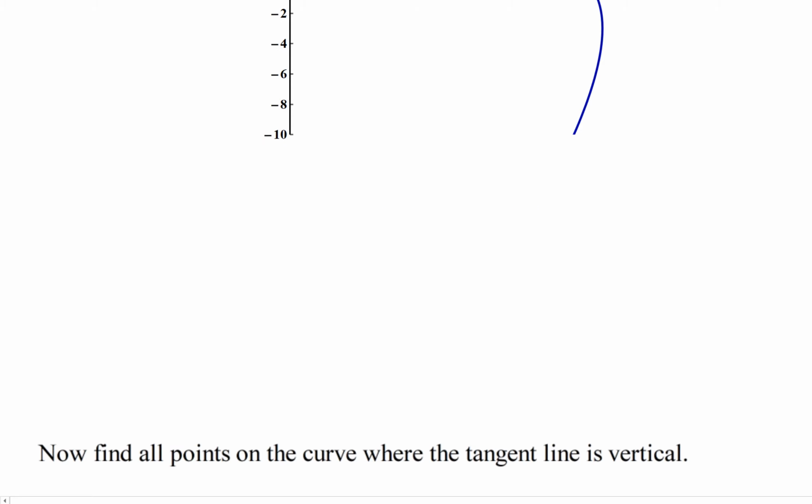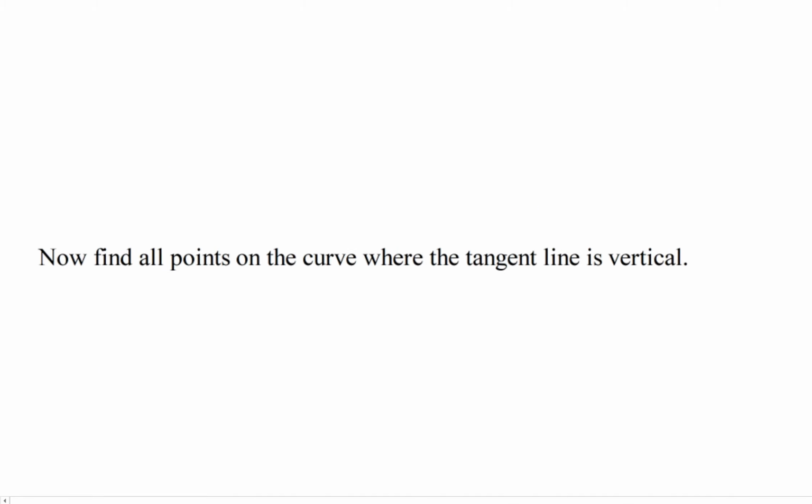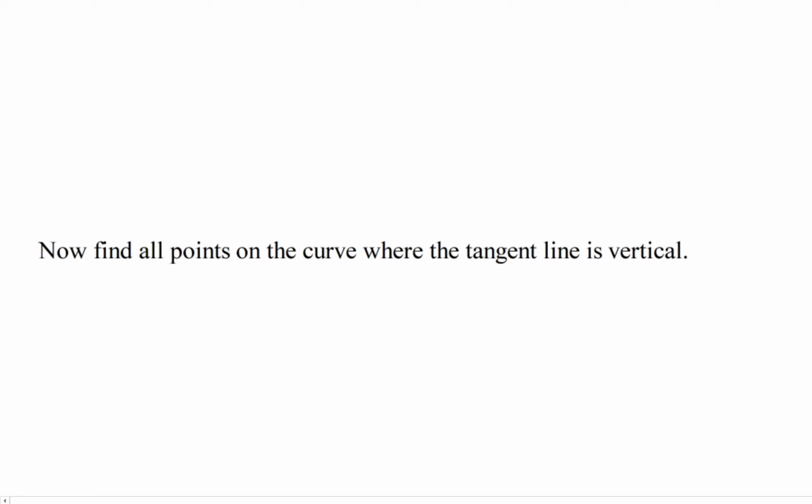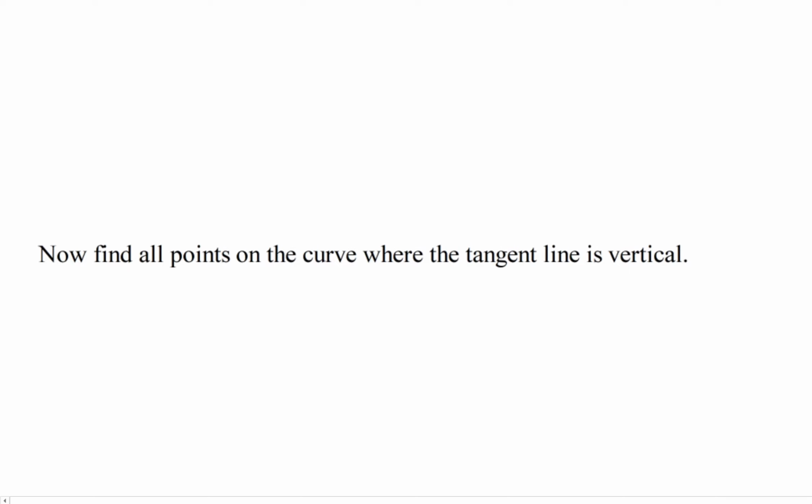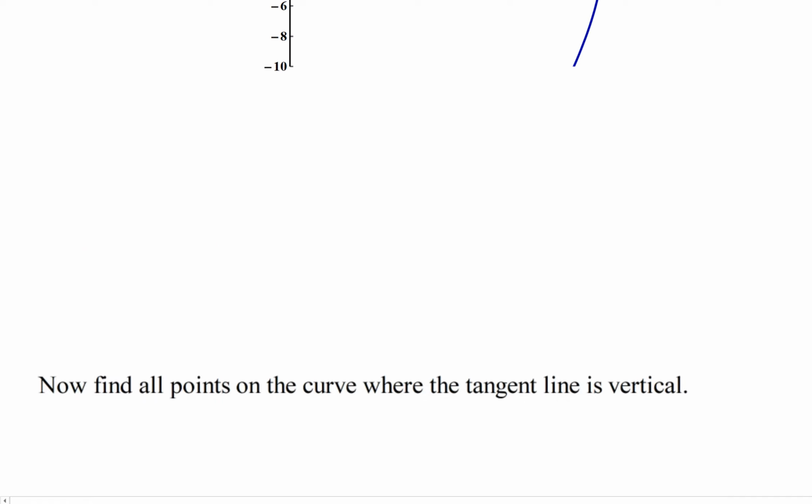Now, one last thing we're going to do here is, let's find all the points on the curve where the tangent line is now vertical, right? So what is that going to entail? Well, if the tangent line is vertical, then the slope will be infinite in nature, and thus we should look for values of t that make the denominator in the derivative 0 and the numerator in the derivative non-zero simultaneously.